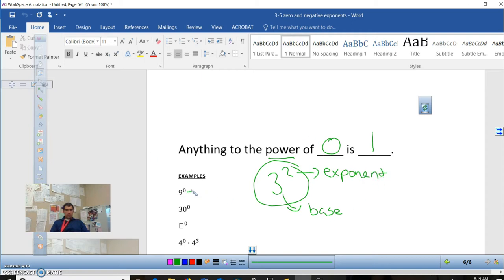So, what's 9 to the 0? 9 to an exponent of 0. What do you think? 1. What would 30 to the 0 be? 1. What would x to the 0 be? Anything to the 0, it doesn't matter what the base is. Any number to the 0 is always 1.